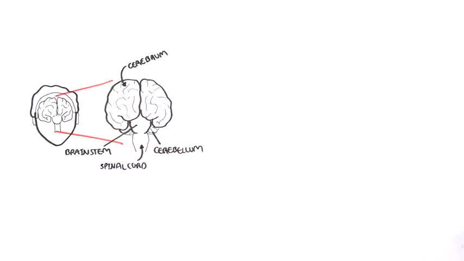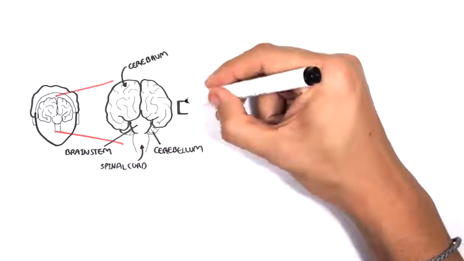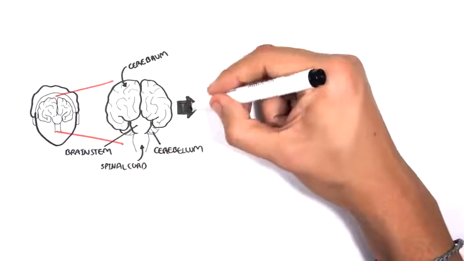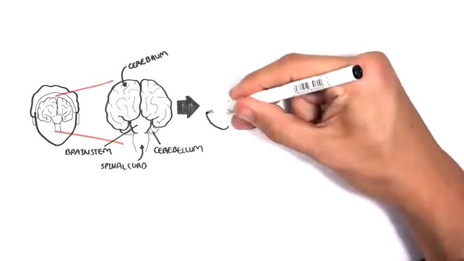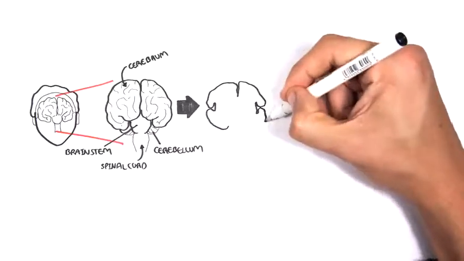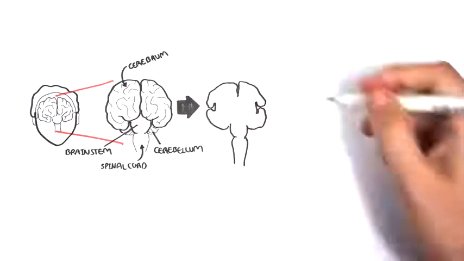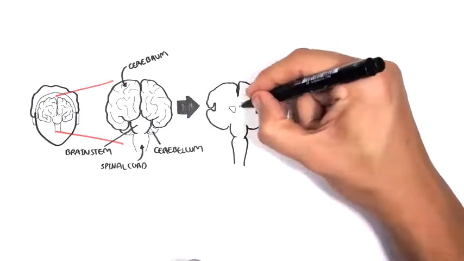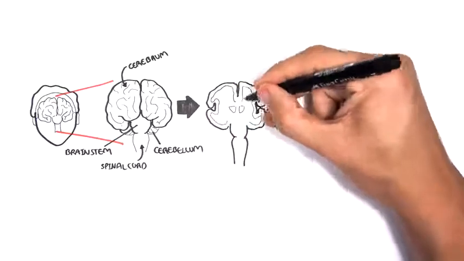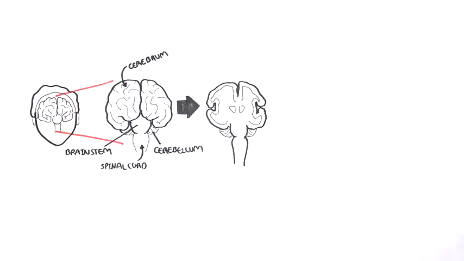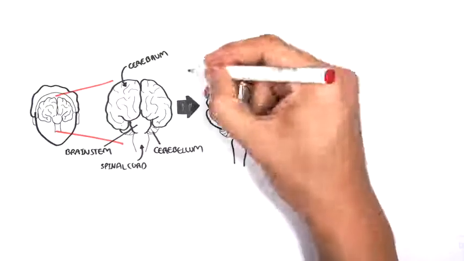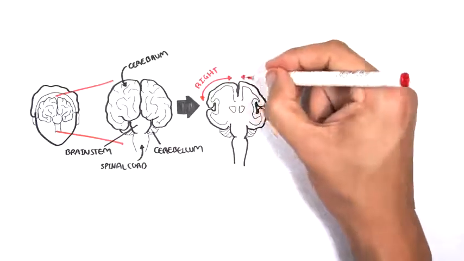Let's now cut a cross section of the brain, and we are looking at it from the front, so straight at it. In this brain section, we are looking at the motor cortex, the area of the cerebrum which helps initiate movement, specifically voluntary movement. So here is the right motor cortex and here is the left motor cortex.